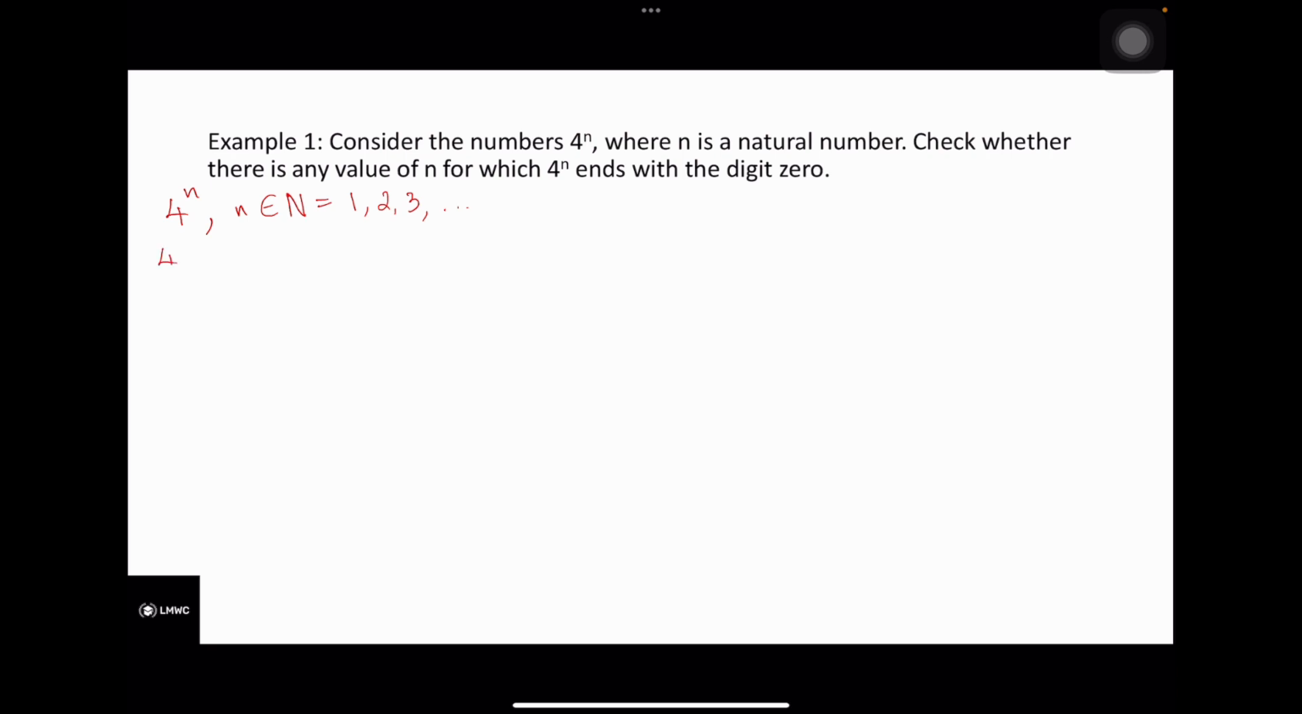So let's just see up to a few natural numbers. Let's first start with the first natural number, which is 1. So 4 to the power 1, I'm going to get 4. Likewise, I'm going to find out for a few others. So 4 to the power 3 is 64, 4 to the power 4 is 256, and so on.